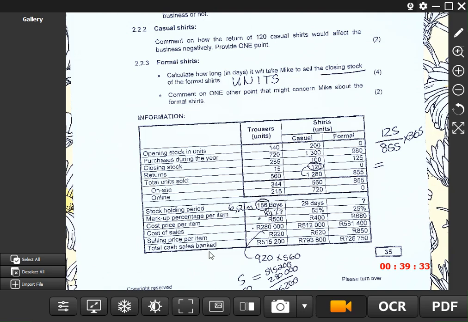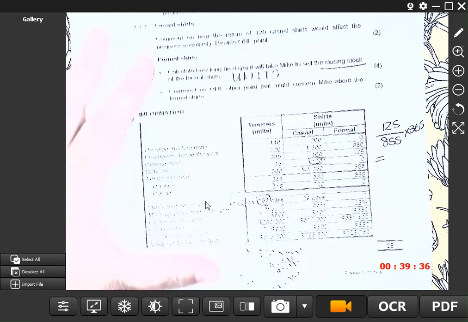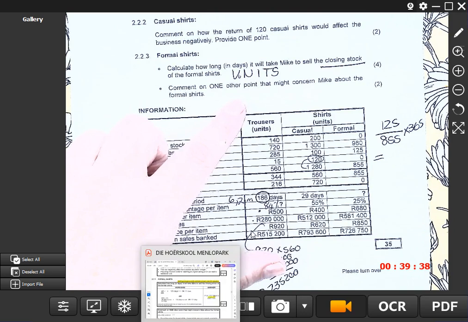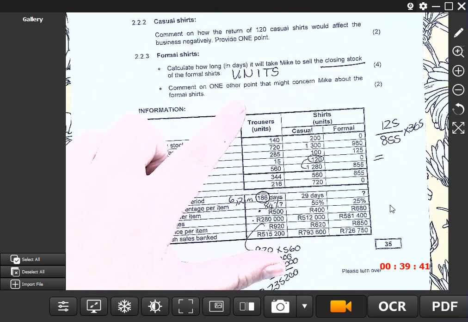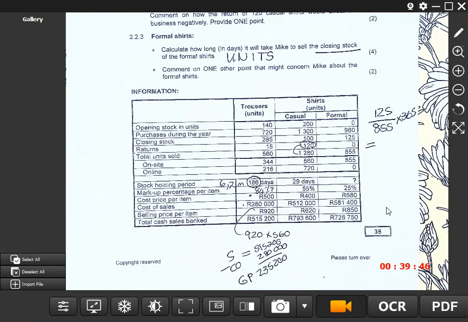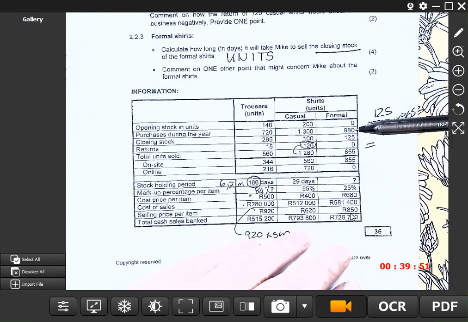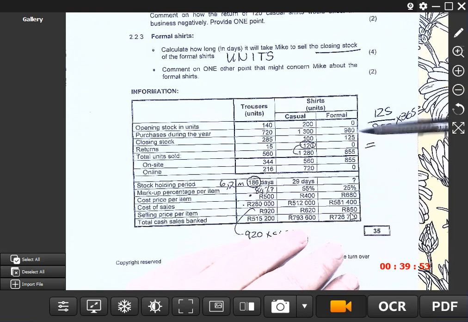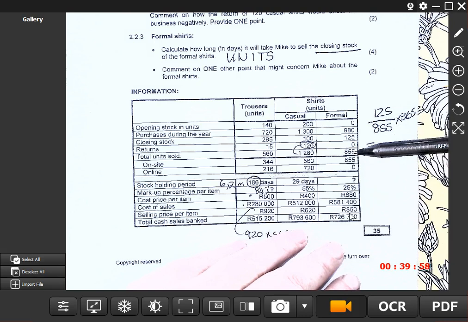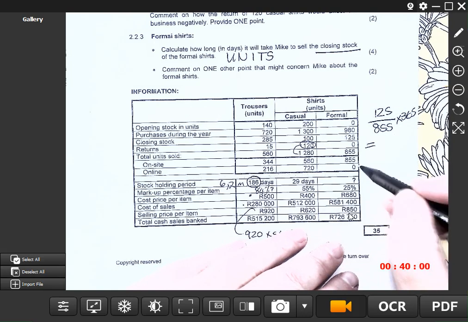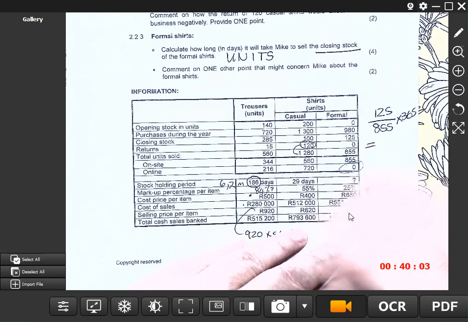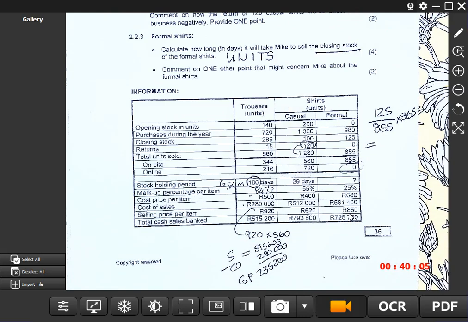Let's go. Let's just finish the last one. Comment on one other point that might concern Mike about the formal shirts. And now you can look and you can literally name anything. Okay? Can you see the opening was 0 because they started during the year. The closing is a lot. Can you see it sells quite good? There's no returns. The units sold was quite good, but can you see nothing was sold online? Did they say somewhere that we do not sell it online? So that can be a concern, right?